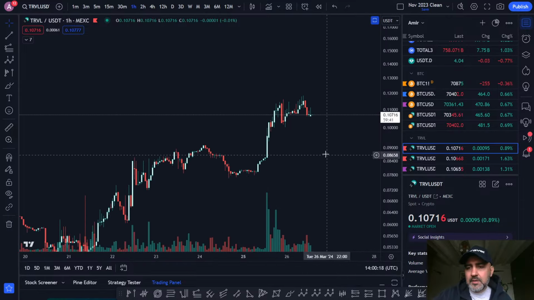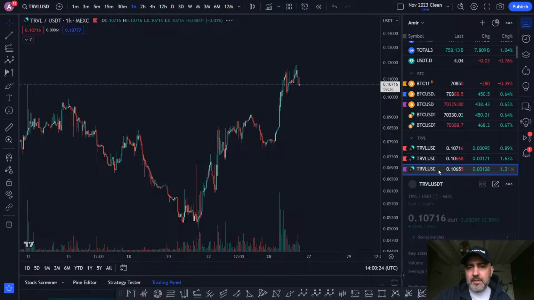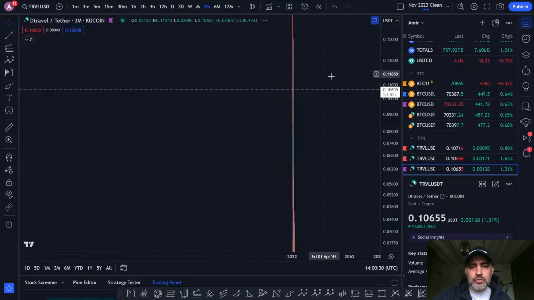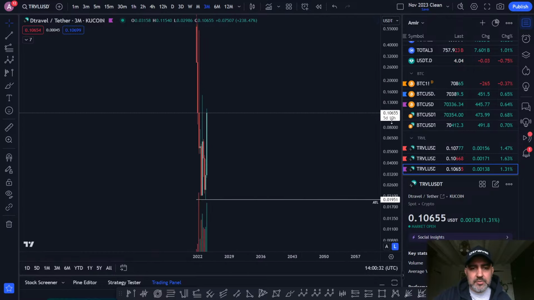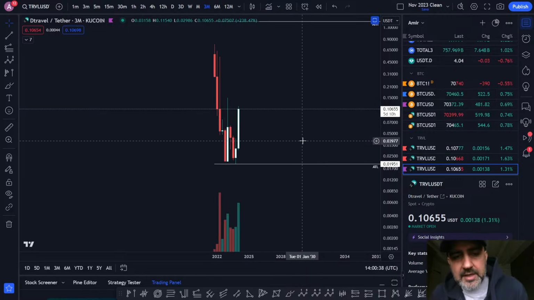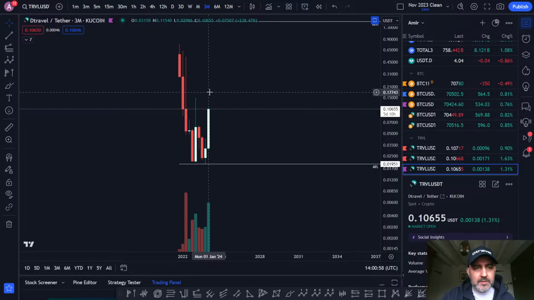What else? Okay, you want me to have a look at Solana? Just want to look at something. Look at that 3-month candle on TRVL. It's off the chart bullish, off the chart bullish. Yeah, we have to take out that wick and go higher. That needs to happen.